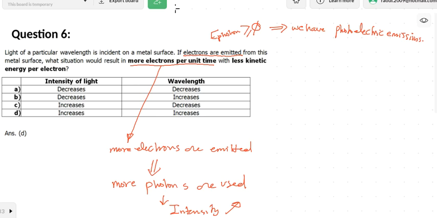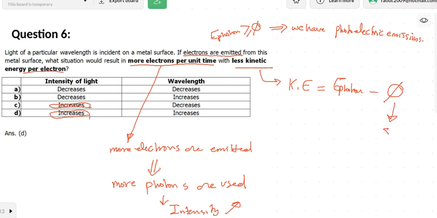So if we come to the choices, it will be either C or D. You see? From the words more electrons are emitted per unit time, that means more photons are used, which means the intensity is increased. Now we come to know what happens to the wavelength. He told me less kinetic energy per electron. So now we need to study what happens to kinetic energy. What is the formula of kinetic energy? To study kinetic energy, always use Einstein's equation: E photon minus work function.